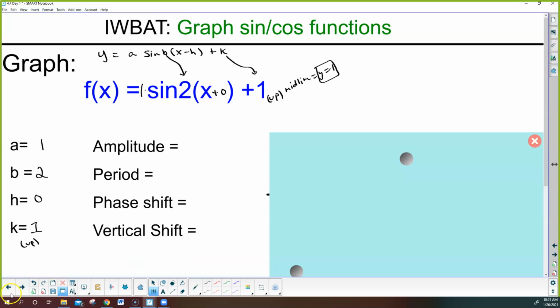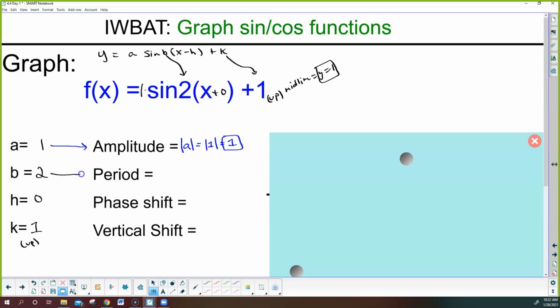I'm going to give you a second to get caught up. So let's deal with the amplitude first, right? The amplitude is the absolute value of the A, which in this case is 1. That means I'm just going to be up 1 from the midline and down 1 from the midline. Now it's different because that midline has changed.